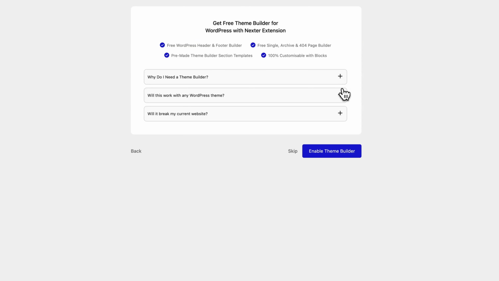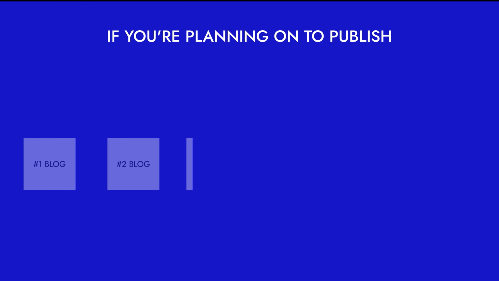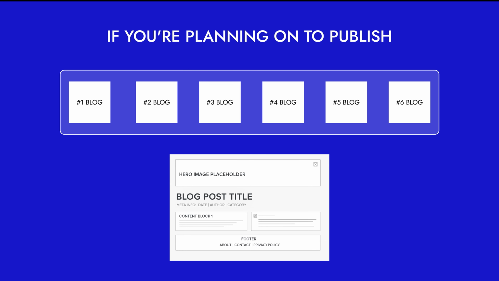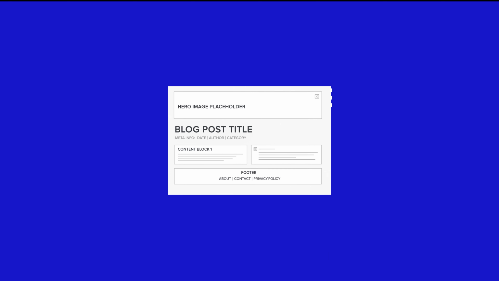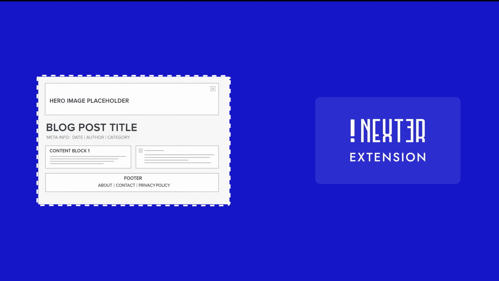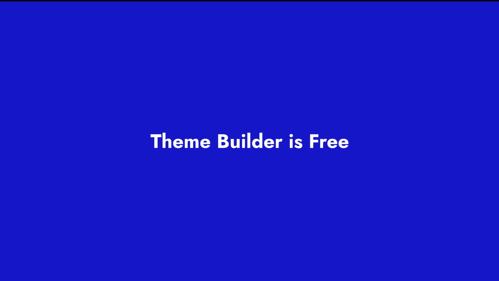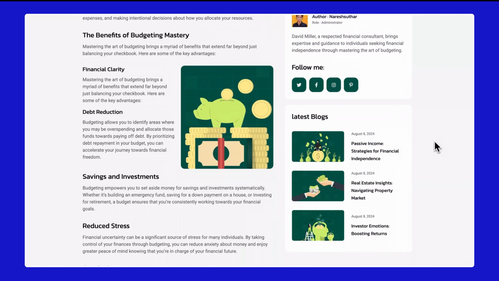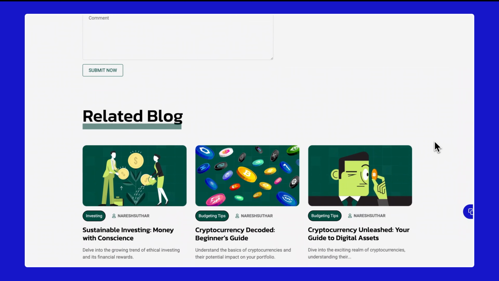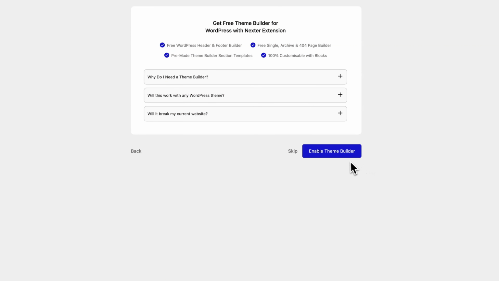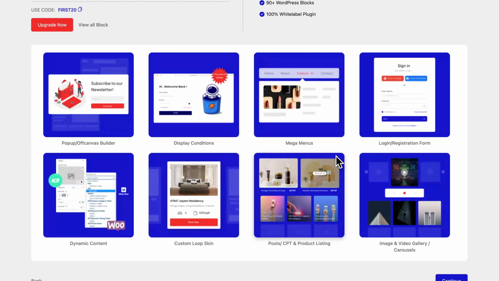And here, once again, this is very important because if you're planning to publish multiple blog posts and you want all of them to follow the same clean structure without redesigning each one every single time, then you need a template that auto-fetches your content. That's where the Nexter Extension comes in. And the best part, the theme builder is free. You can create a singular template, define the layout once, and every new post will automatically fit into that design. This keeps your workflow smooth and your blog design consistent. Alright, so to get started with it, I'm clicking on Enable Theme Builder.